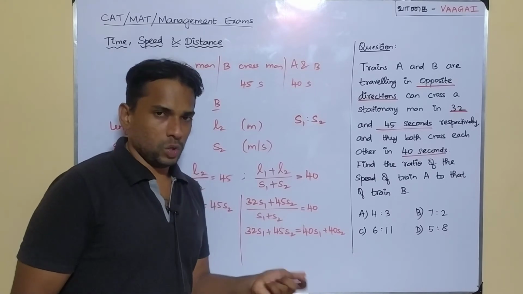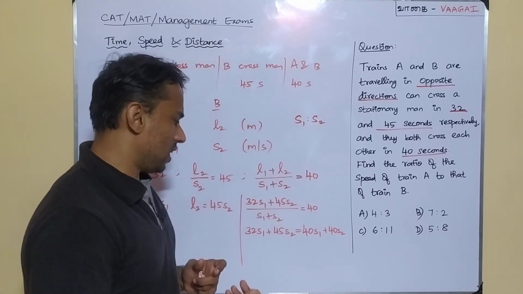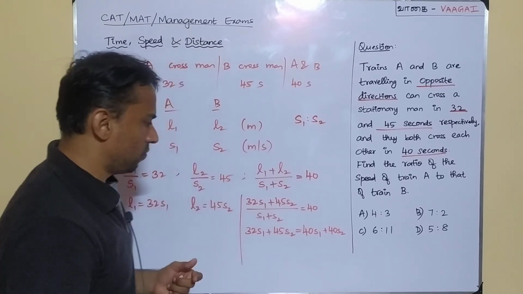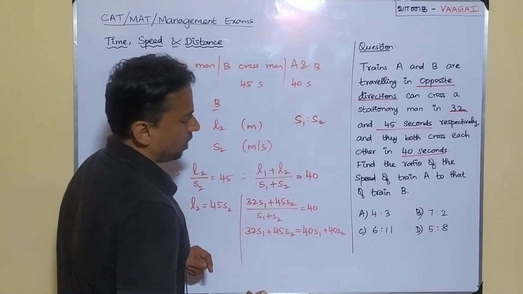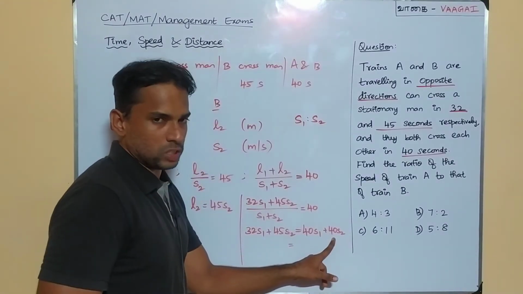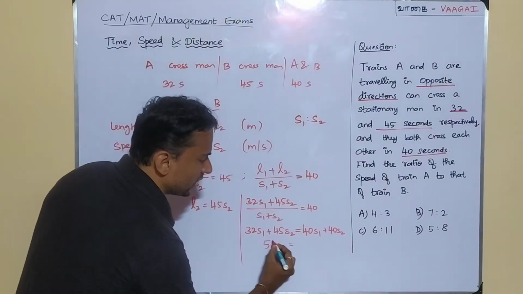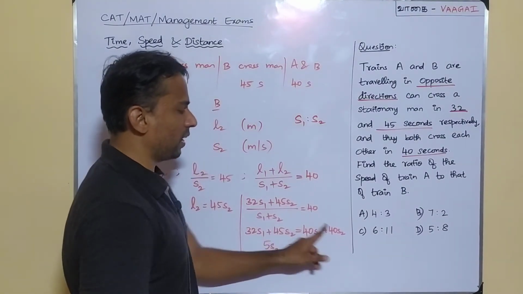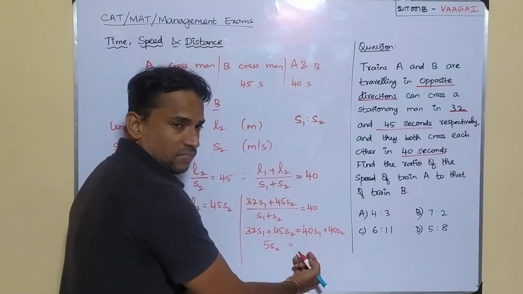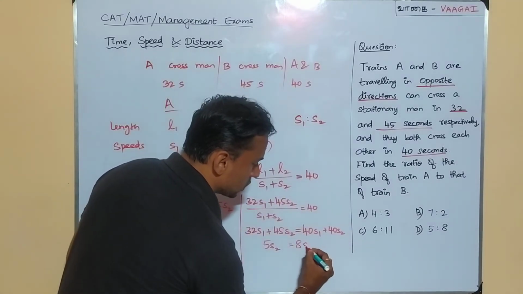And next what we can do is, as usual, we will try to bring like terms to one side. That is, S1 terms we'll take to one side and S2 terms to the other side. So if we do it, we'll have 45 S2 and 40 S2, so let me bring this one here. So we'll get 5 S2, because 45 minus 40 will be 5 S2, which is equal to, on the right hand side, 40 S1 minus 32 S1, so that will become 8 S1.